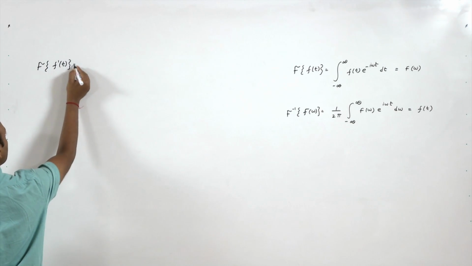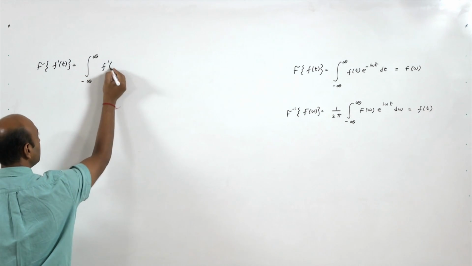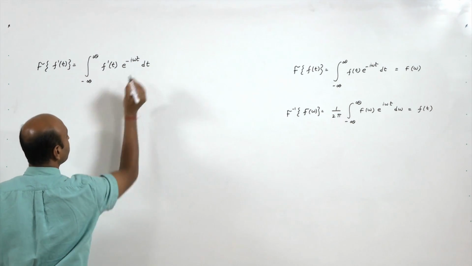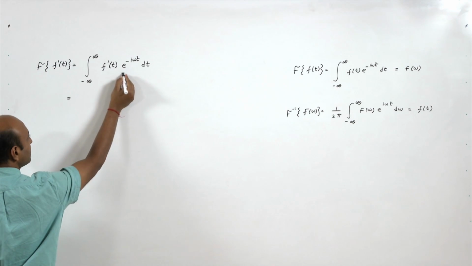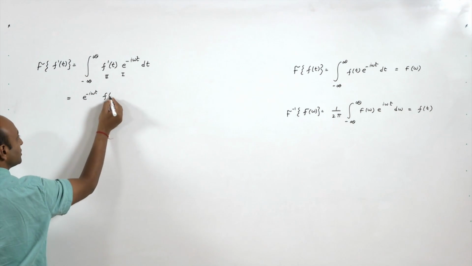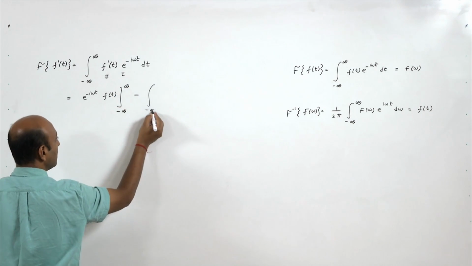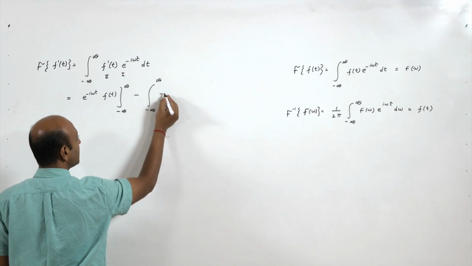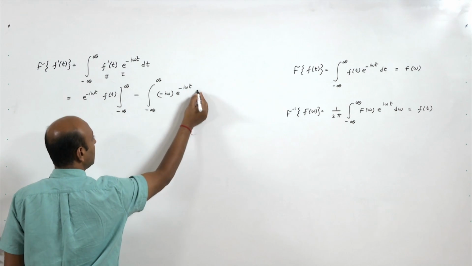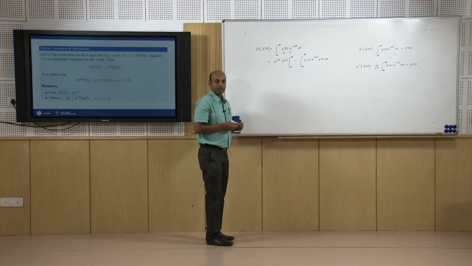The Fourier transform of f'(t), by the definition of Fourier transform, is nothing but the integral from minus infinity to plus infinity of f'(t) e to the power minus iωt dt. Let us suppose f' is the first function and the exponential is the second function. So, first function as it is times the integral of second function from minus to plus infinity, minus the integral of derivative of first, which is minus iω e to the power minus iωt, and integral of second, which is f(t), dt. This is by integration by parts.